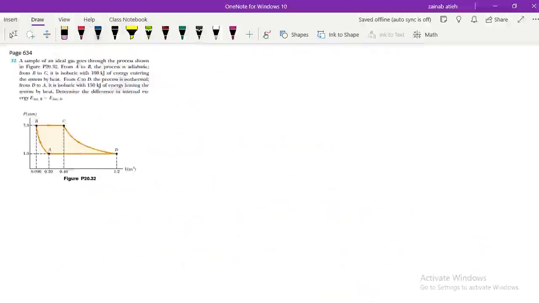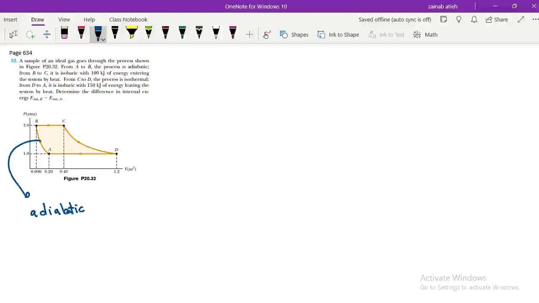I will move to problem 32 of the same page, 634. A sample of an ideal gas goes through the process shown in figure 20.32. From A to B, the process is adiabatic. Let me write on the figure, so this one here, it is an adiabatic process. Adiabatic. For sure, this is an adiabatic compression because the volume is decreasing.